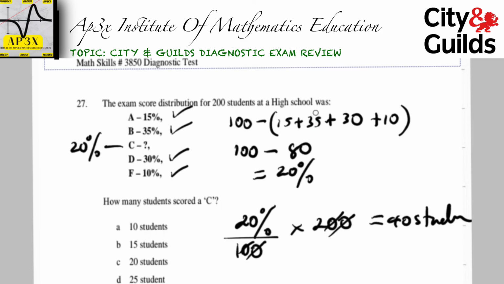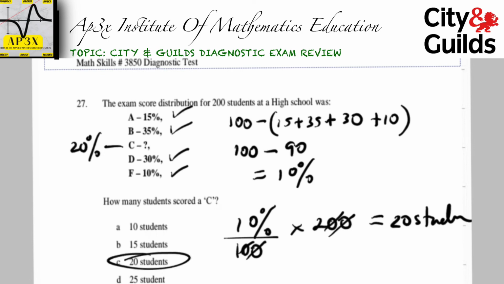15 plus 35 is 50 and not 40. So 15 plus 35 is 50. 50 plus 30 is 80. 80 plus 10 is 90. So the error here is actually, this is 90. So that obviously is going to be 10% here. And then that's 10 times 2, that's going to be 20 students. So the answer is in fact 20 students here.